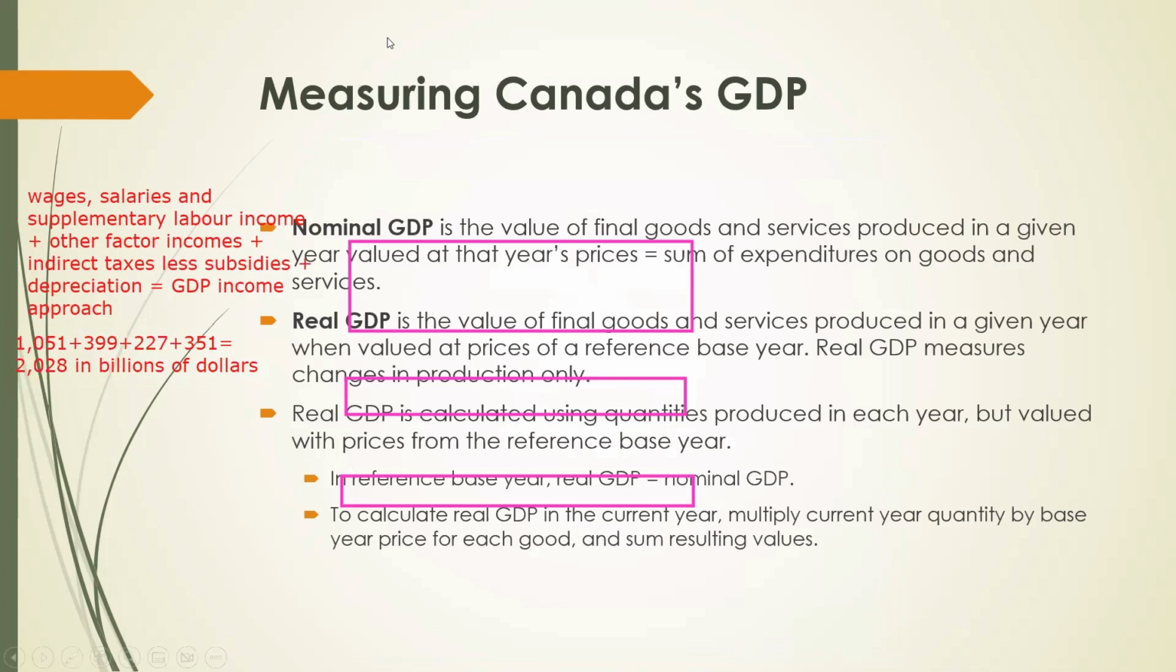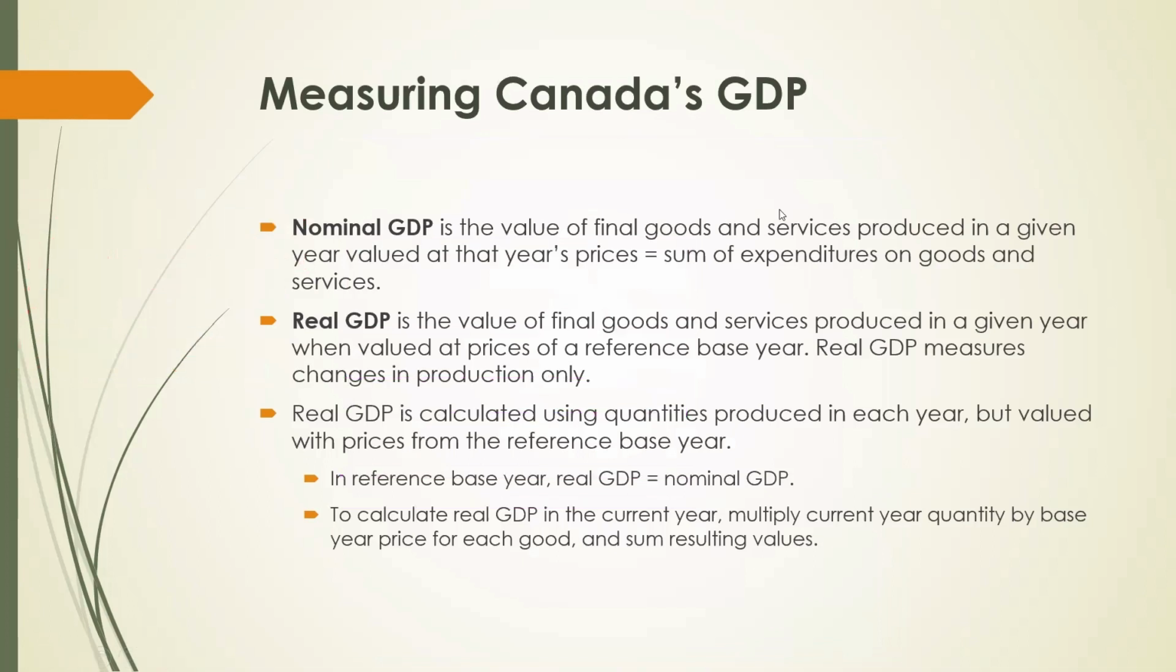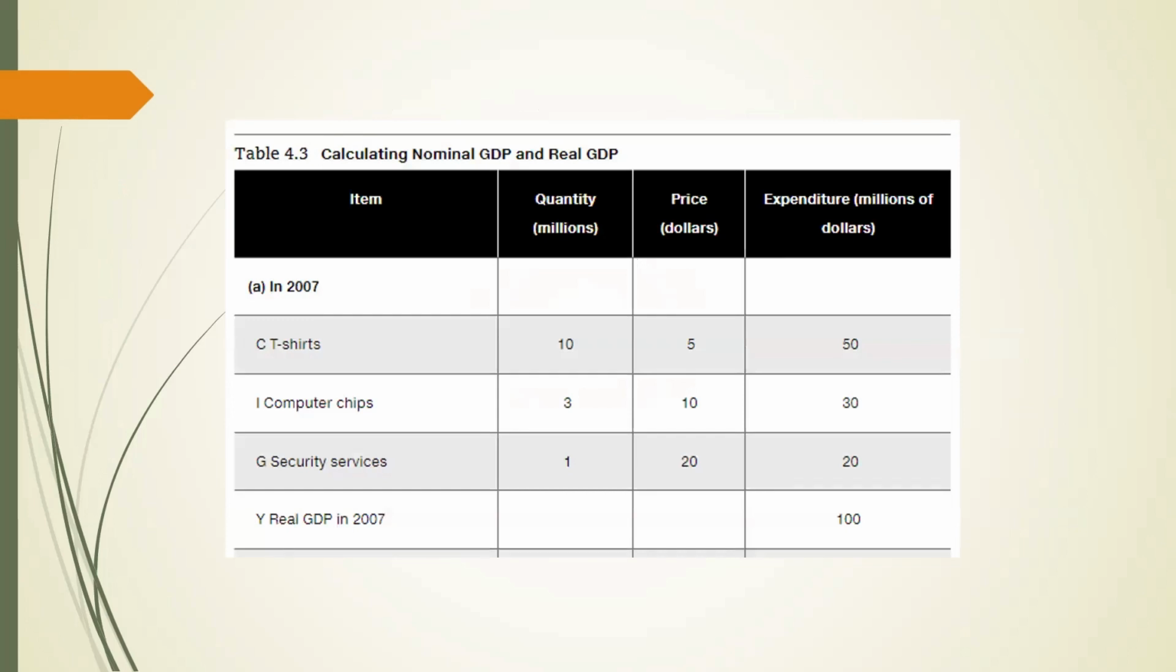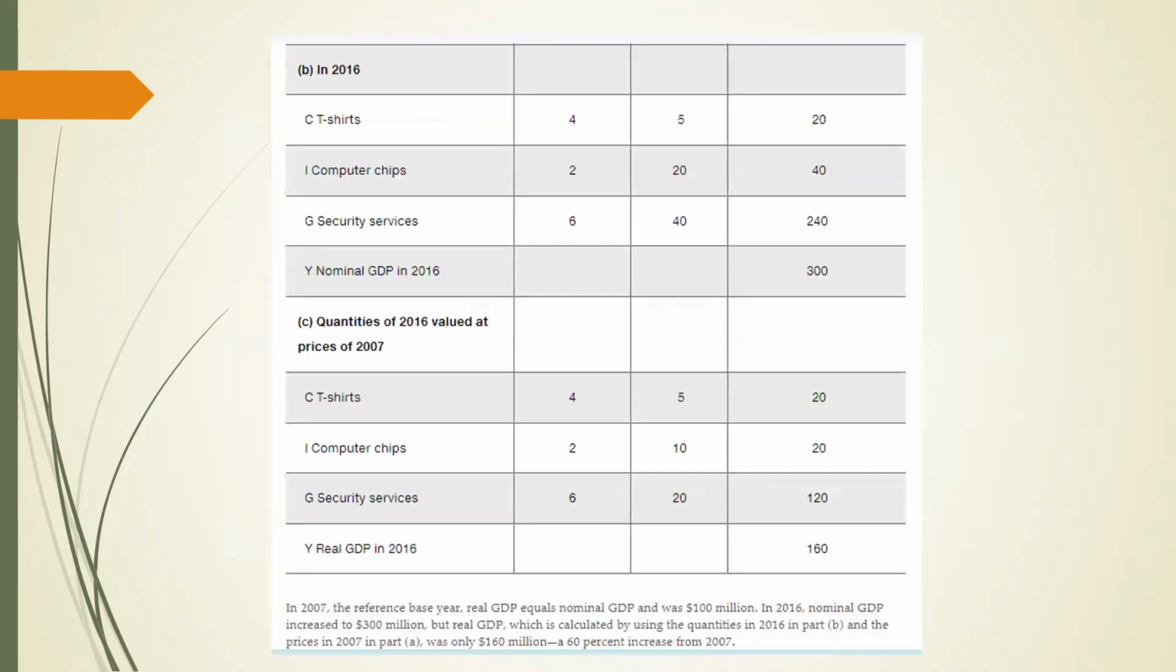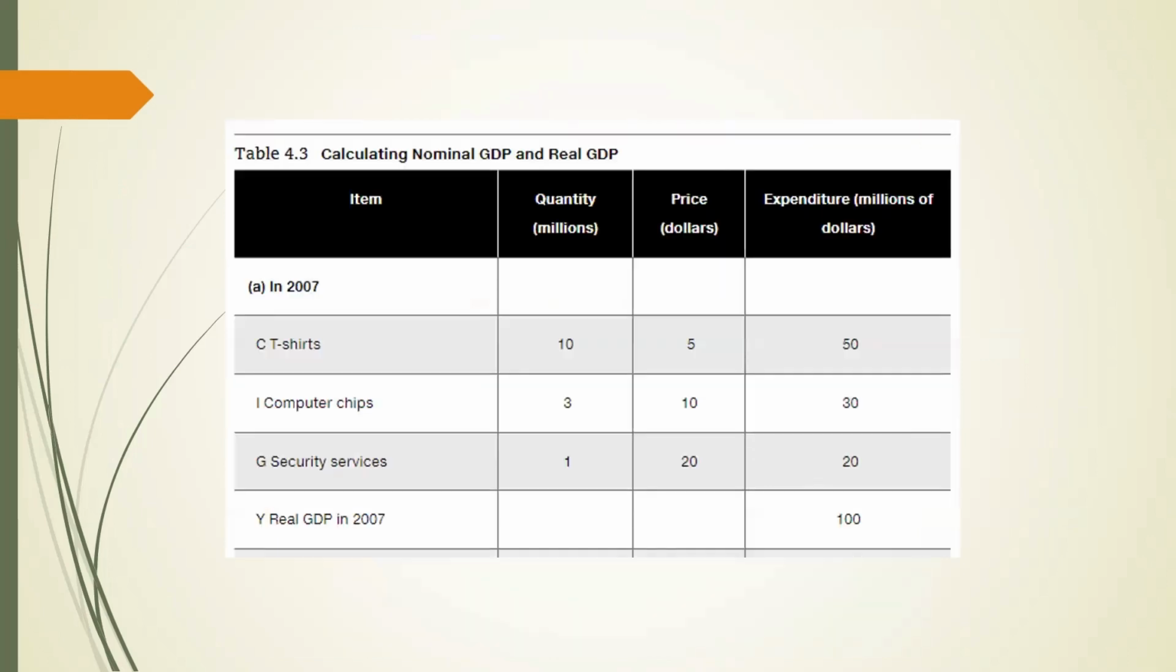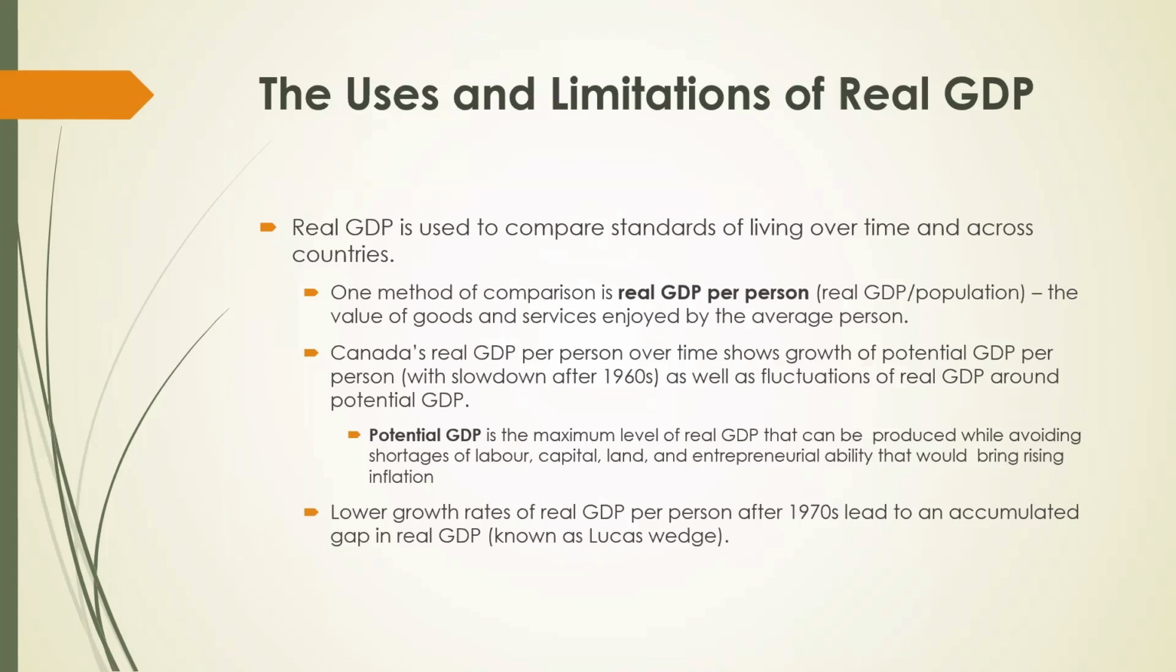And then measuring Canada's GDP: nominal GDP is the value of final goods and services produced in a given year, valued at that year's prices. And real GDP is the value of final goods and services produced in a given year when you're given a base year. So we'll go through that. Real GDP is useful because we adjust for price changes. That's the benefit of real GDP. We'll go through some examples of that in a bit.